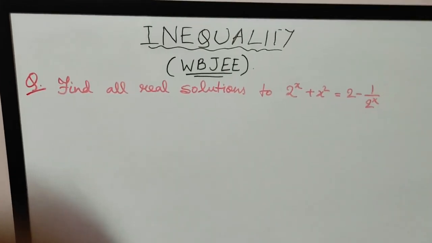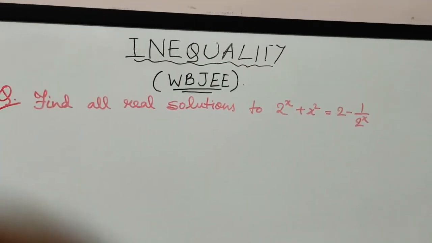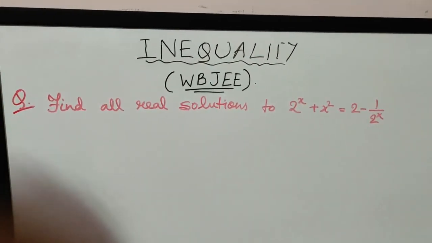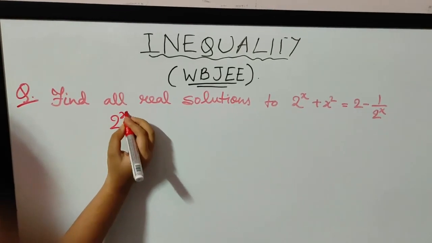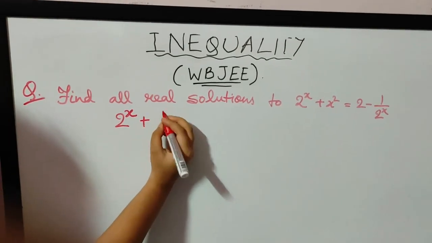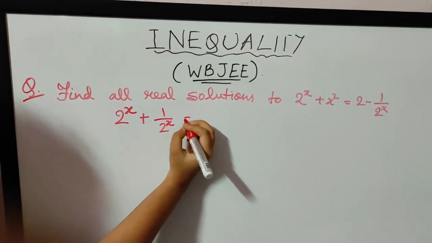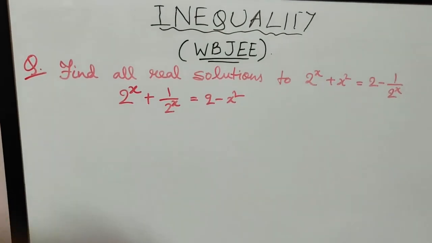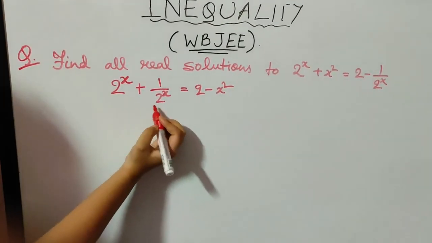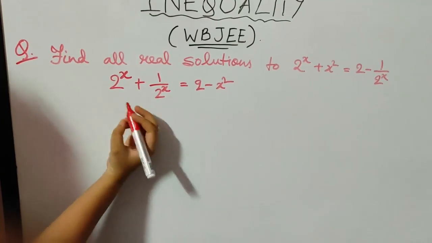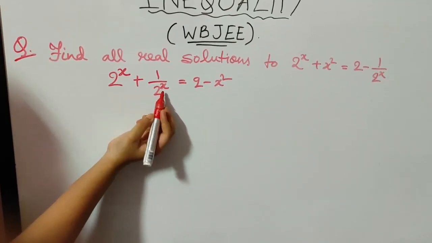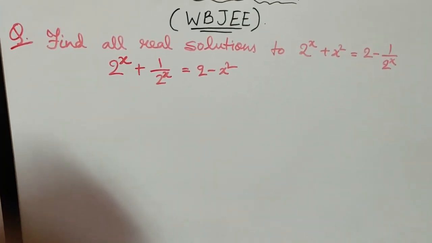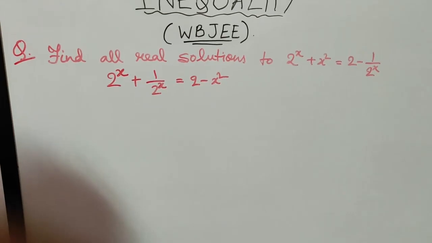Now the next question is to find all real solutions to this equation. We can rearrange it like this: 2 to the power x plus 1 by 2 to the power x is equal to 2 minus x². Now we apply the AM-GM inequality to the left hand side. Since 2 to the power x and 1 by 2 to the power x are both positive, keep that in mind. We can only apply the AM-GM-HM inequality when the two numbers are positive.